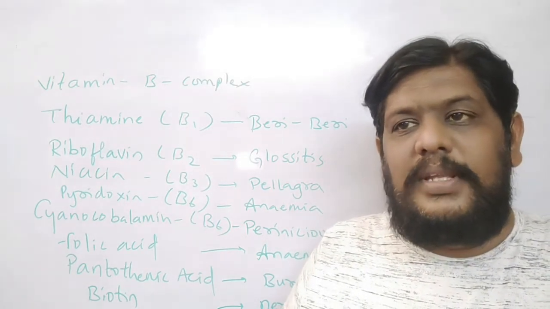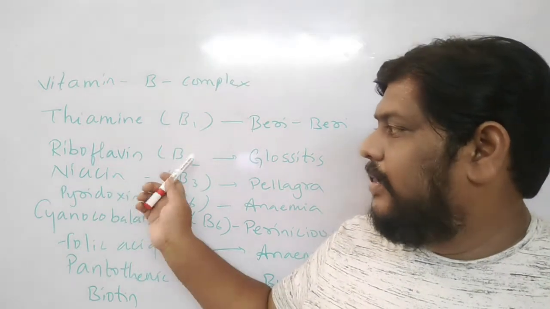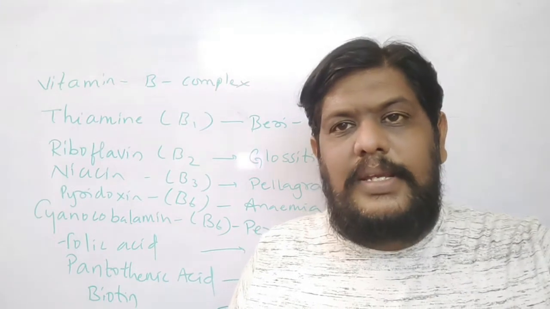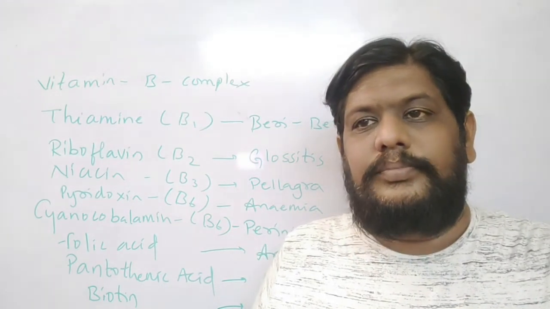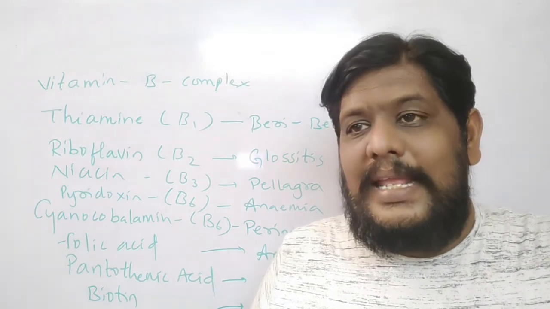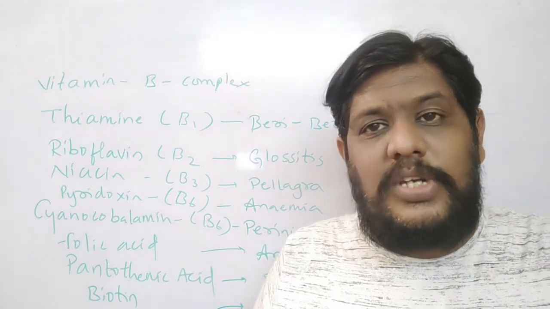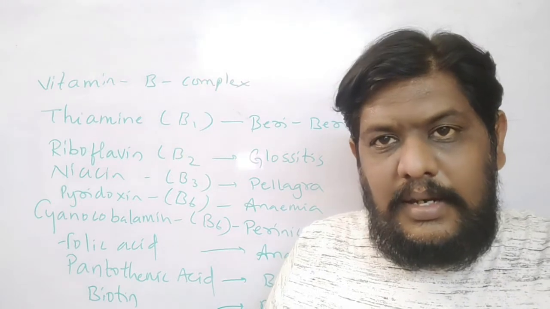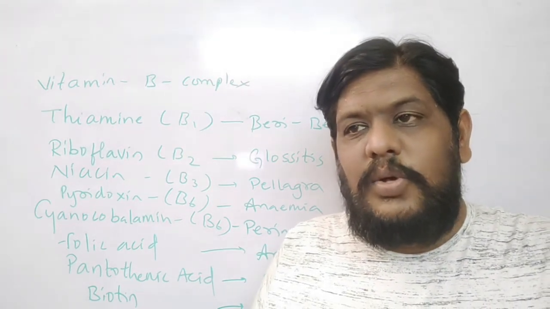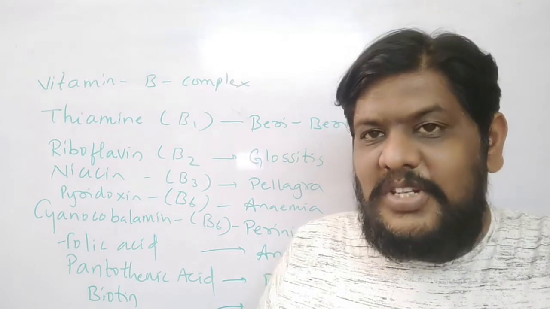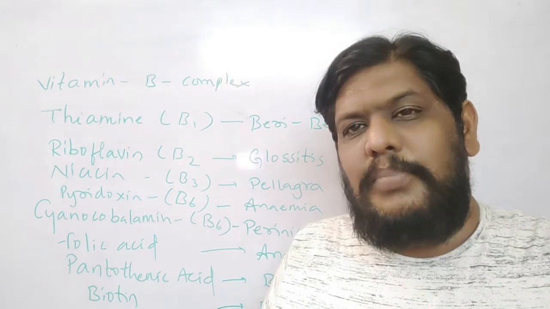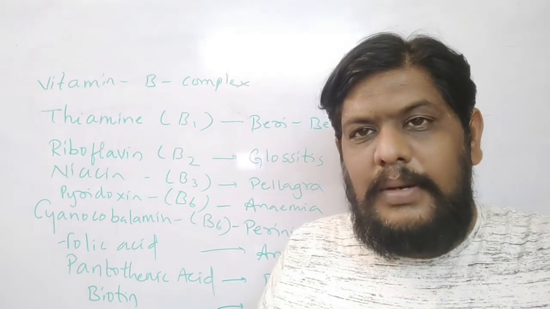So this is about vitamin B2. And the third one is vitamin B3, also called niacin. You can find niacin if you eat kidneys, liver, meat, egg, fish and oil seeds, then you will not have a deficiency of niacin in your body. If niacin is deficient in the body, you will get a disease called pellagra. Pellagra is a skin problem where the body will become scaly.